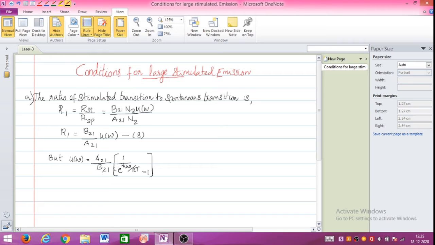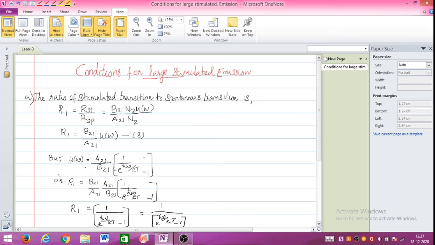But U omega equals A21 by B21 into 1 by e raised to h cross omega by kT minus 1. Substituting the value of U omega in equation 8, it gives R1 equals B21 by A21 into A21 by B21 into 1 by e raised to h cross omega by kT minus 1. Or we can write R1 equals 1 by e raised to h cross omega by kT minus 1, which is equal to 1 by e raised to h nu by kT minus 1.